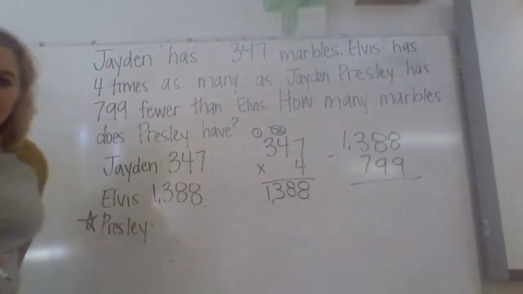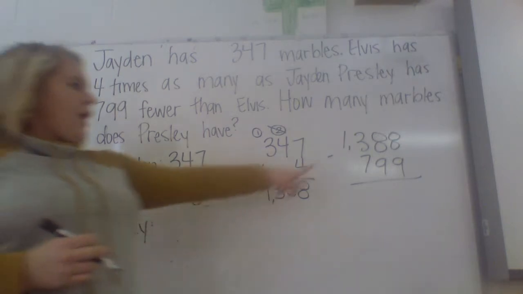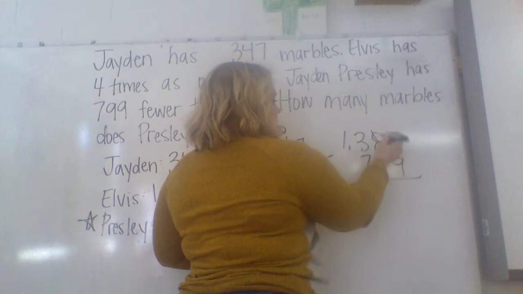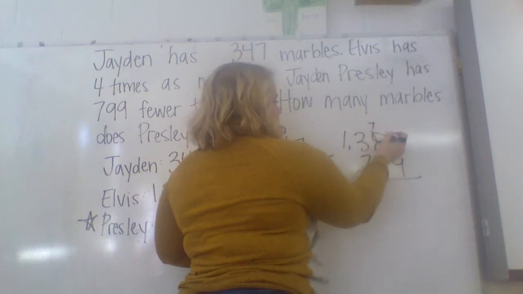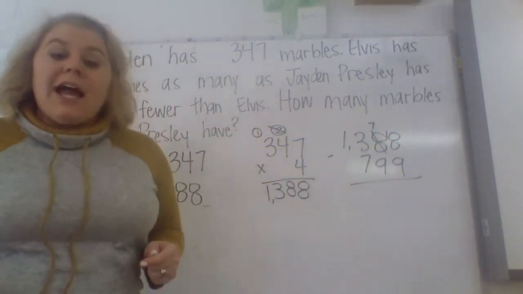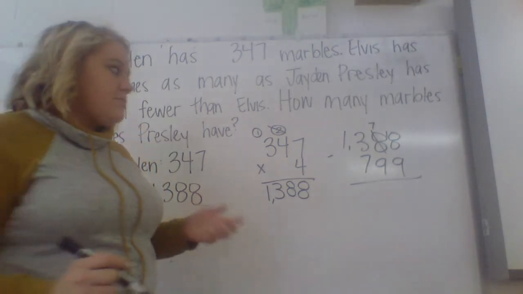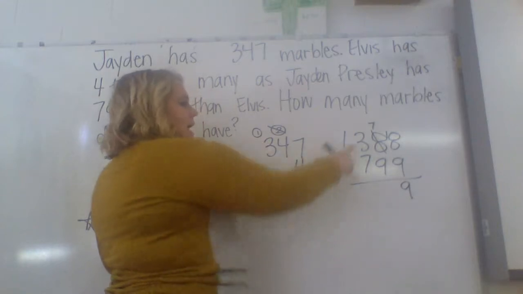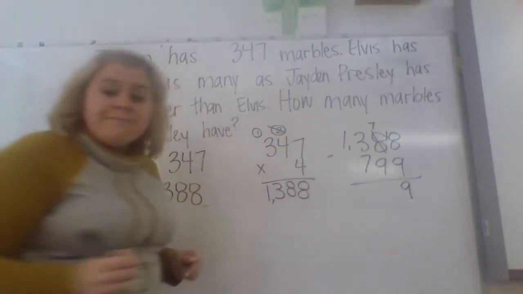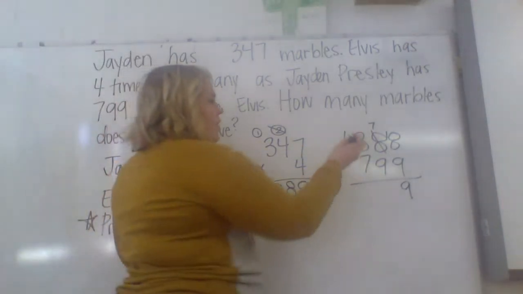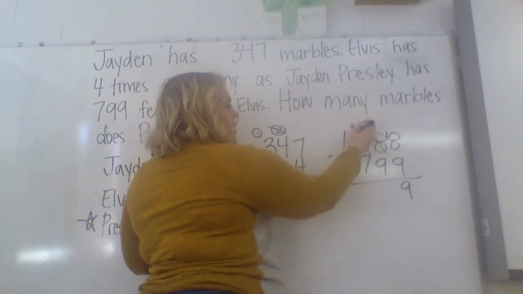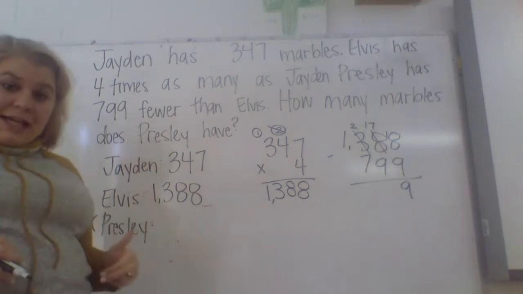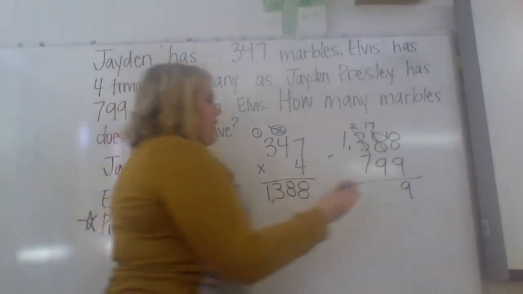So 1,388 minus 799. 8 minus 9, well, I can't do that. So I need to jump over and borrow. My 8 turns into a 7. This 8 turns into an 18. I can do 18 minus 9. 18 minus 9 is 9. Now, 7 minus 9. I can't do that, so I need to come over and borrow. My 3 turns into a 2. My 7 into a 17. So now I have 17 minus 9. That is 8.